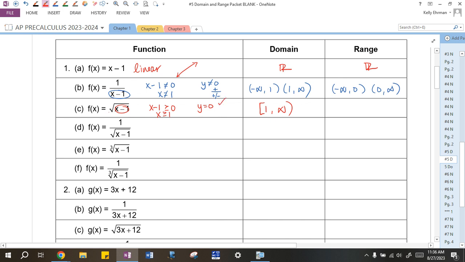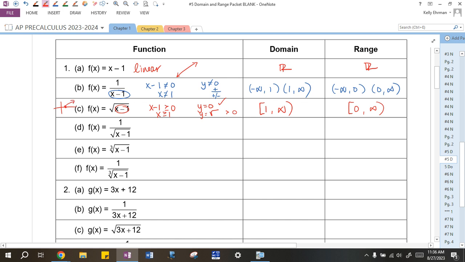This is a positive square root, so any number you pick after 1, 2, 3, 4, 5, 1.1, whatever, you're going to get y equals the positive square root of something. So that's a number that's greater than 0. So our range, the lowest it can get is 0, and then it only goes positive after that. Again, graph that if you're not sure, and just see that it's a graph that looks like this.